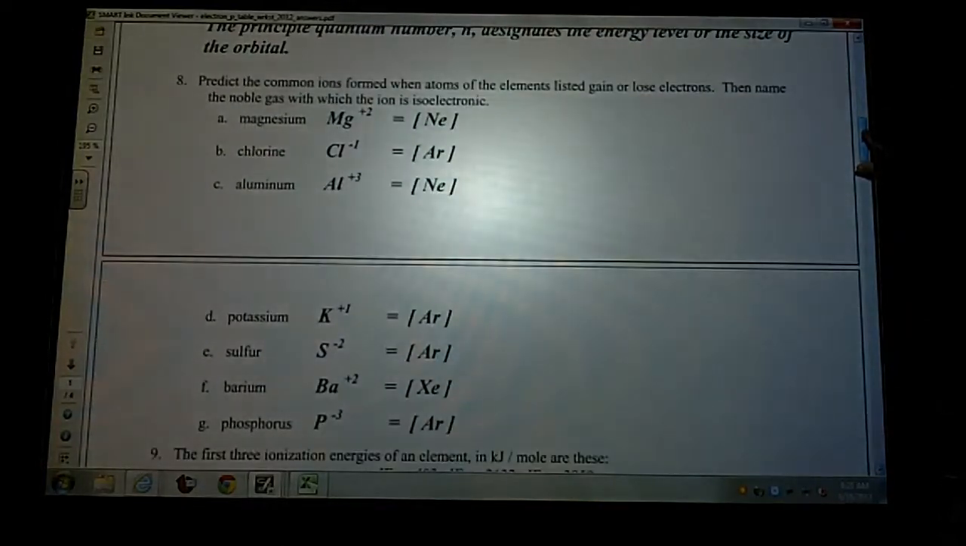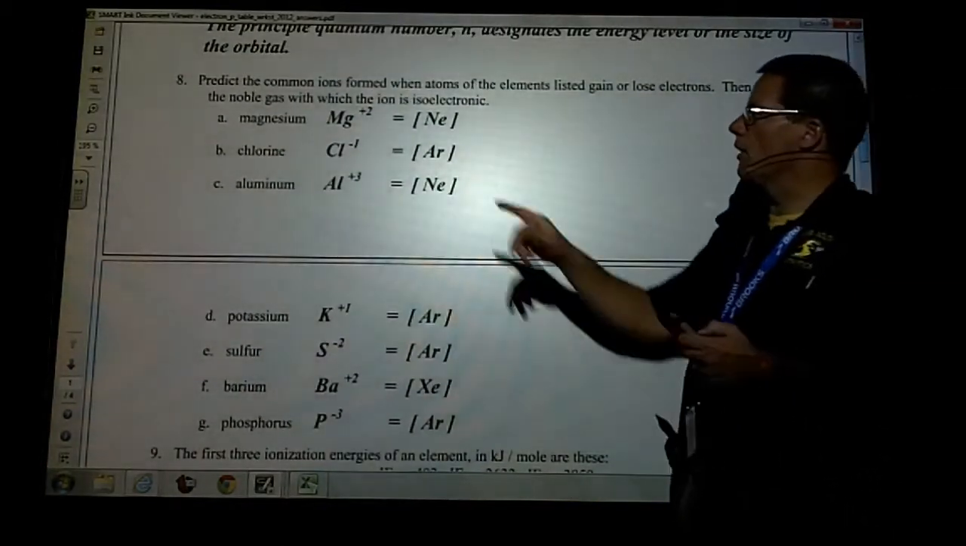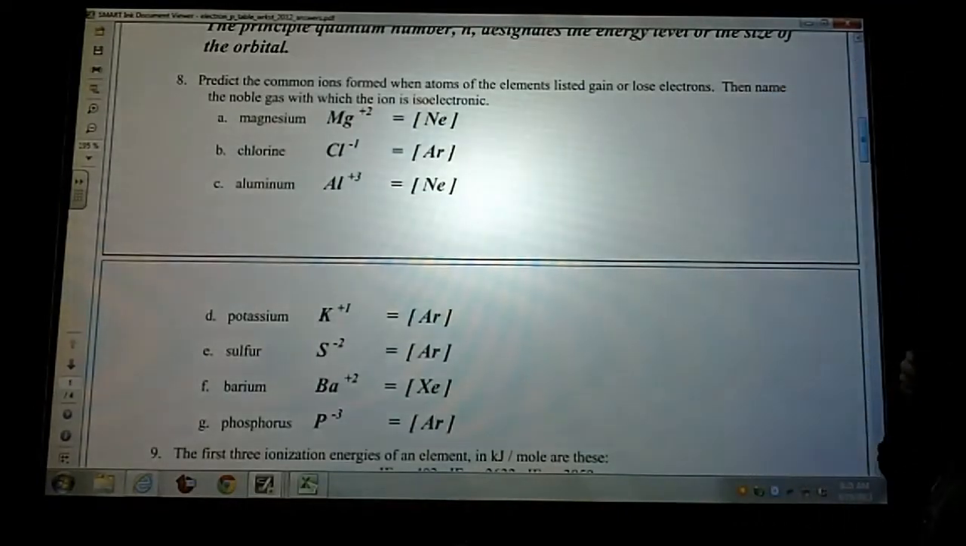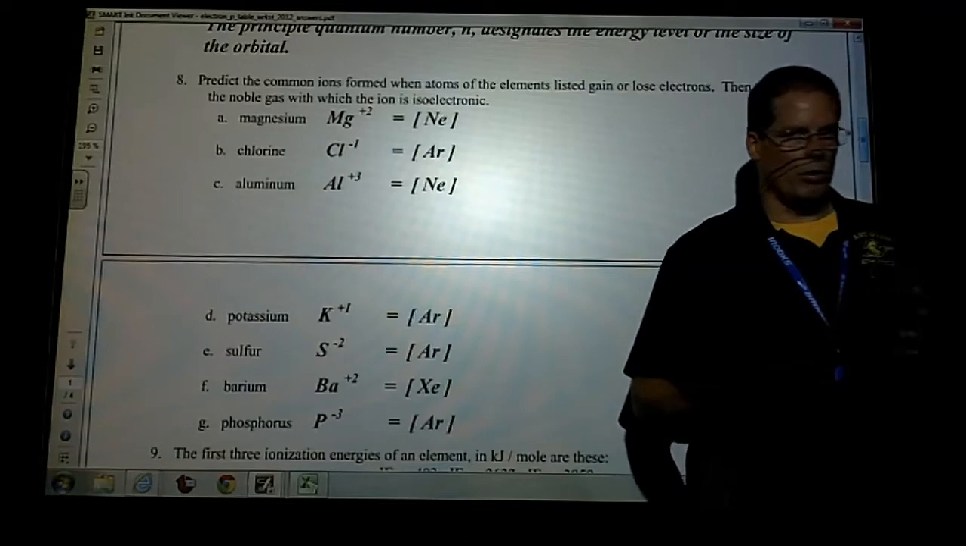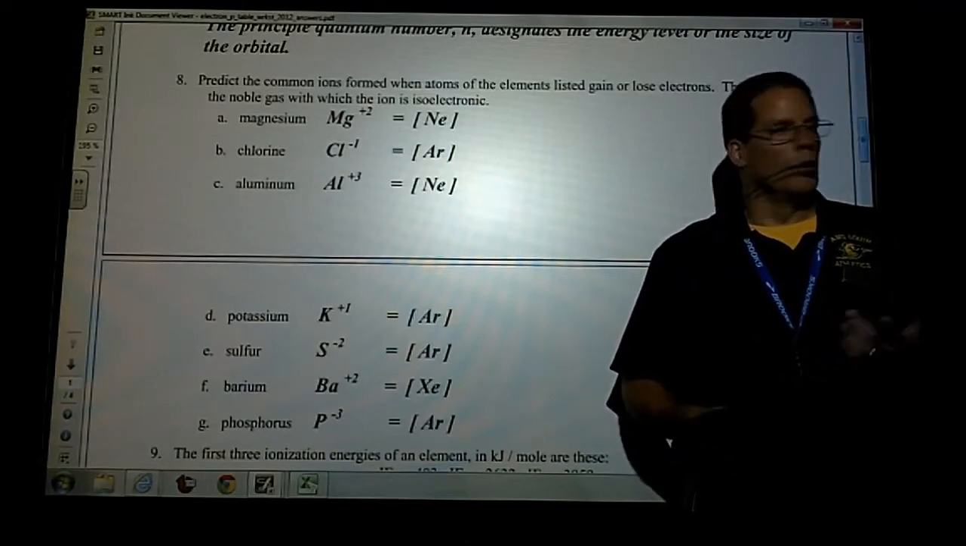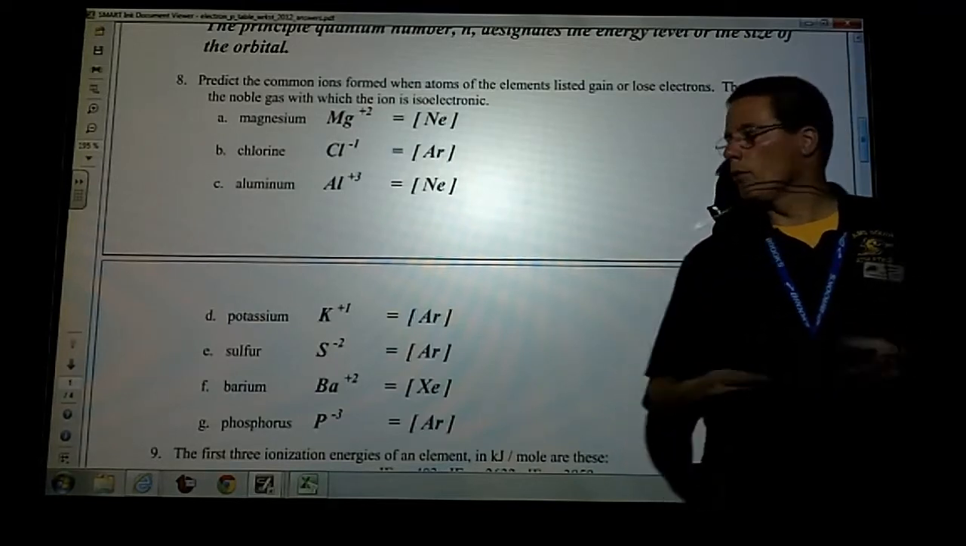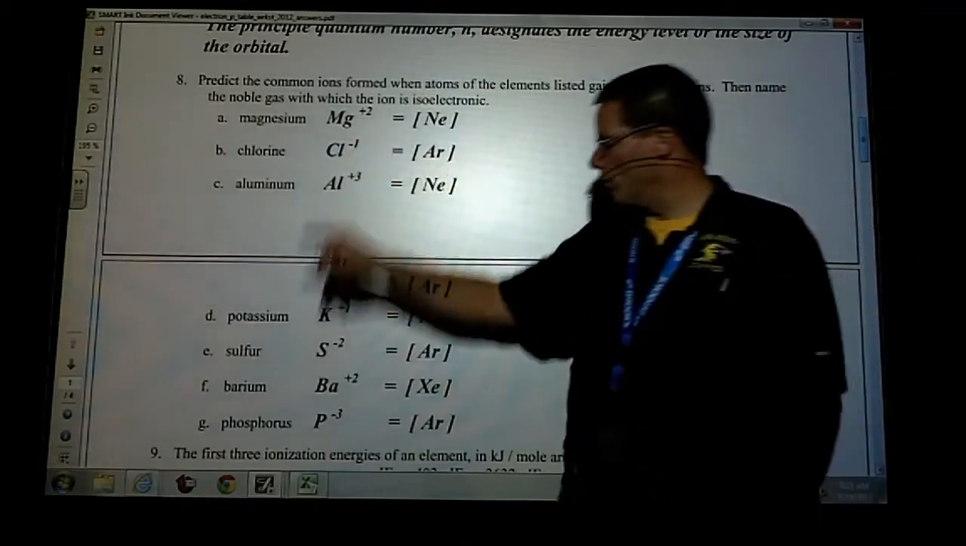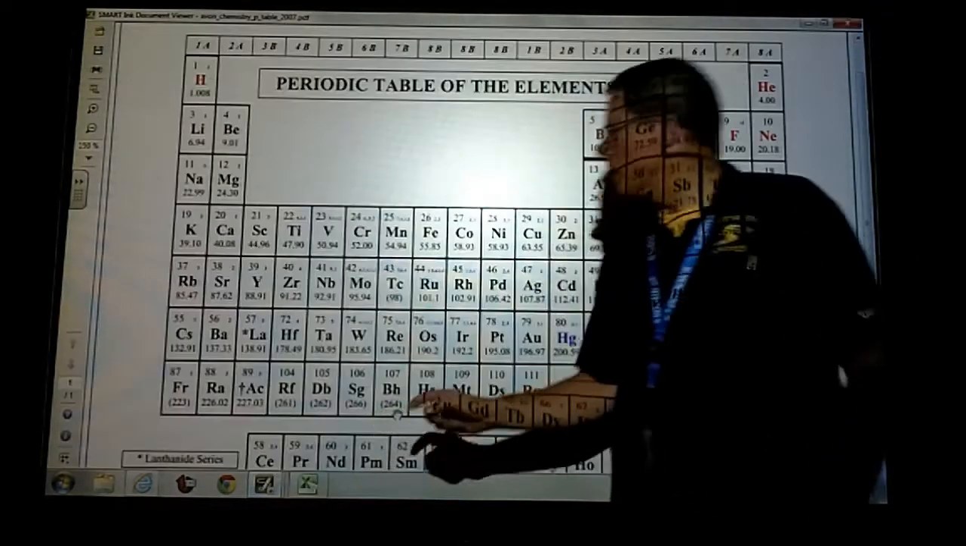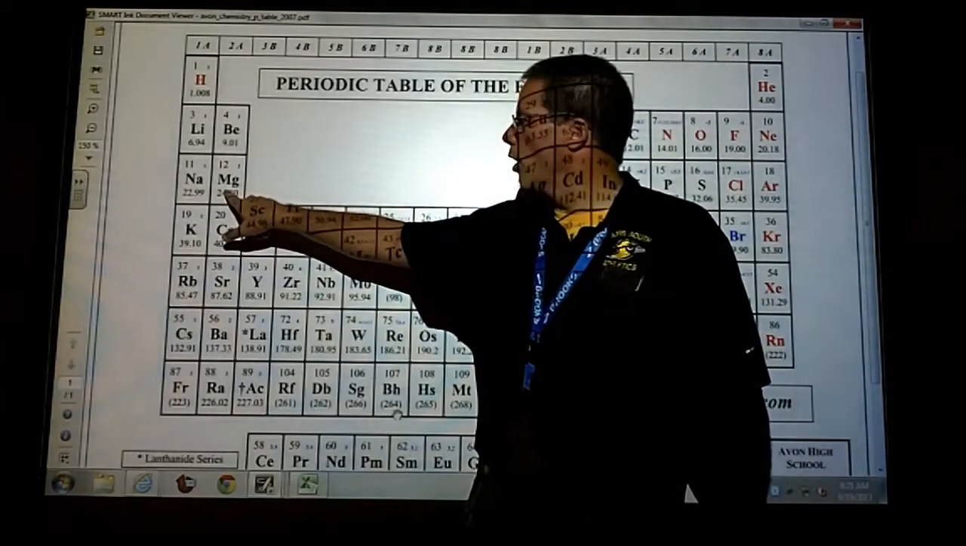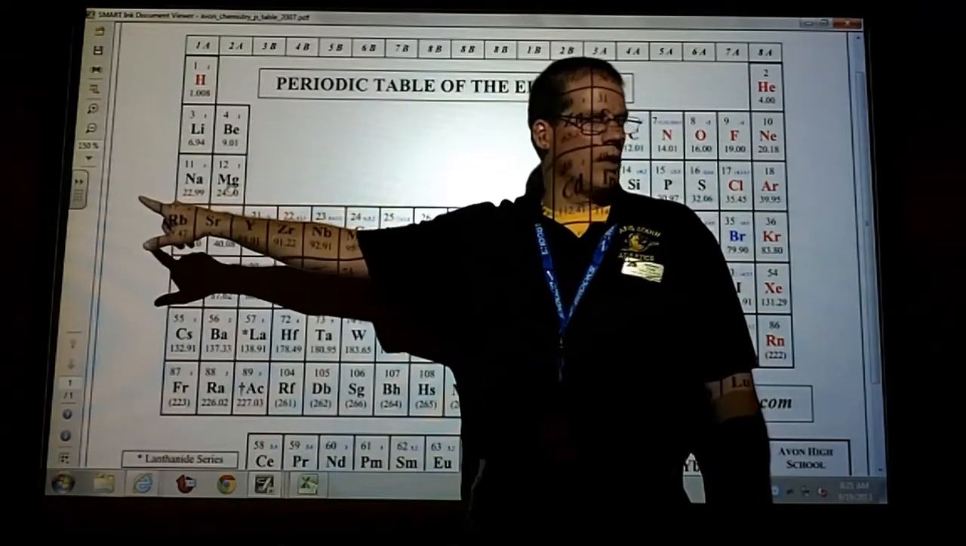Number 8, you'll be asked to do this all year long. Predict the common ions formed when atoms of the elements listed gain or lose electrons. So again, metals want to lose electrons and non-metals want to gain. So find it on the periodic table. So when we look at magnesium, magnesium's right here. So is it easier to gain 6 or lose 2?